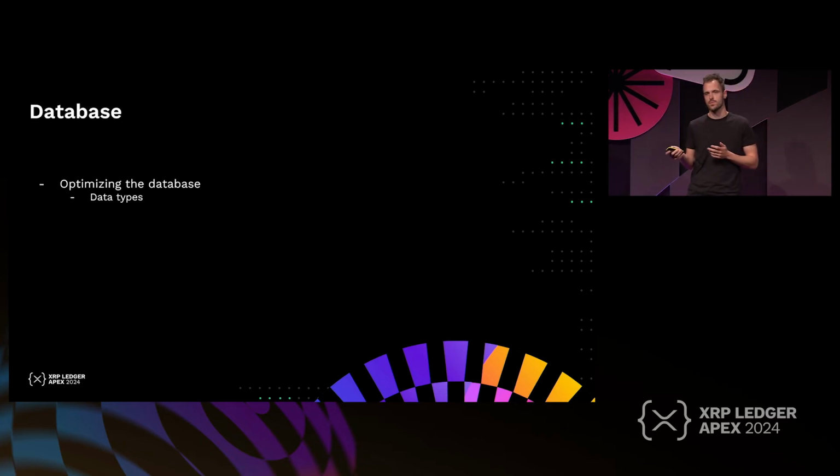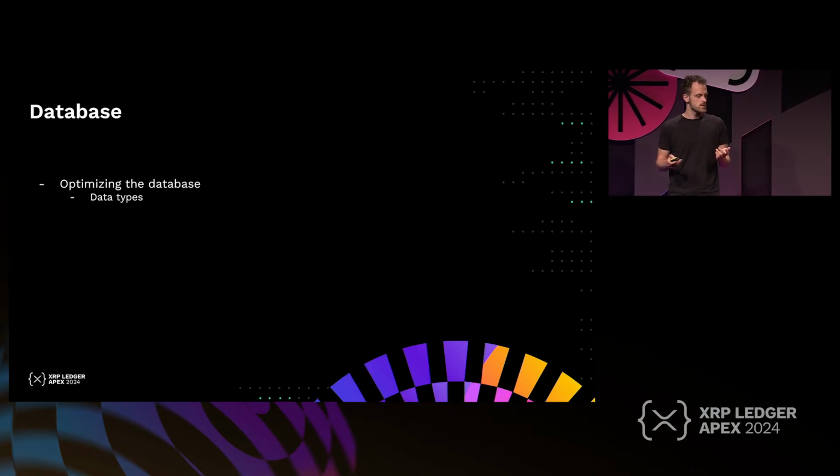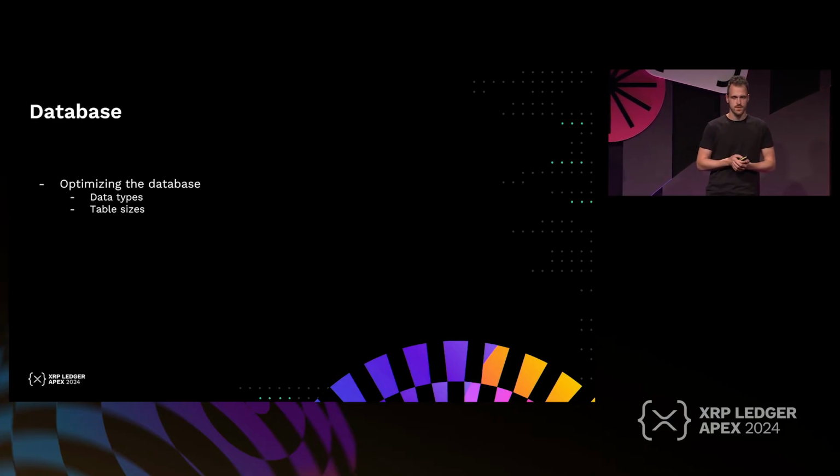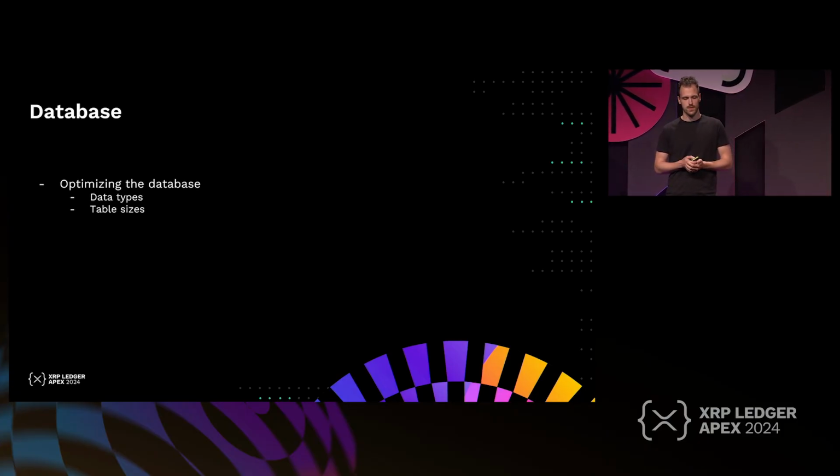Another example would be it's wasteful to save the date as a string, as you can just use an unsigned integer and save a lot of space. We will try to keep the table sizes as small as possible. Smaller tables means faster queries, faster serialization, and of course, smaller size.